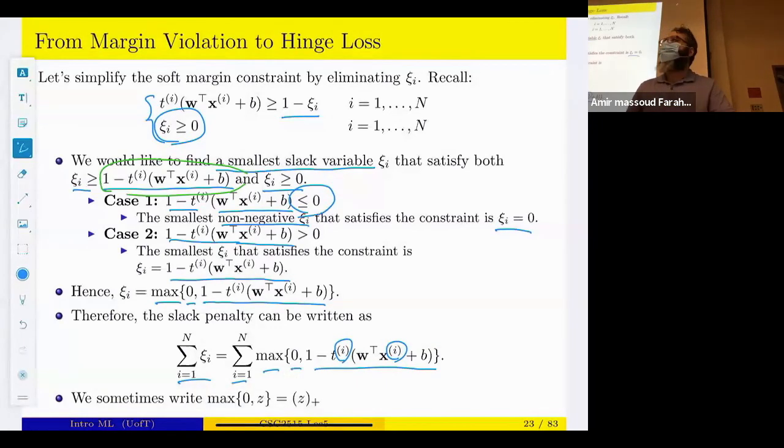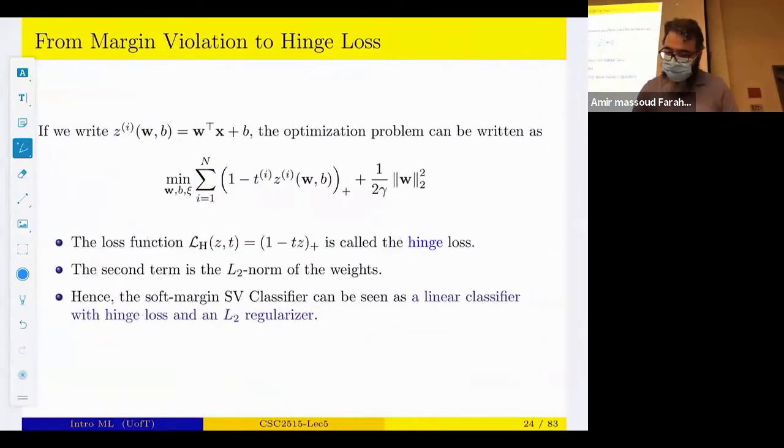Is this clear what happened here? Perfect. So as some notation, sometimes people use the maximum of 0 and some z, denoted by z with subscript plus. So this basically chooses the positive part of z. If z is positive, it would be z. If it is negative, it returns 0. So this is just notation.